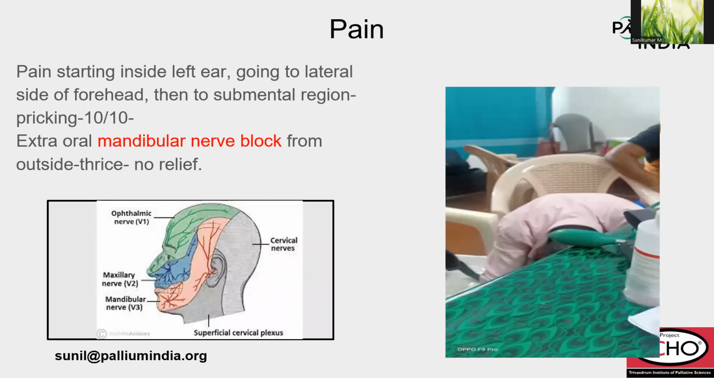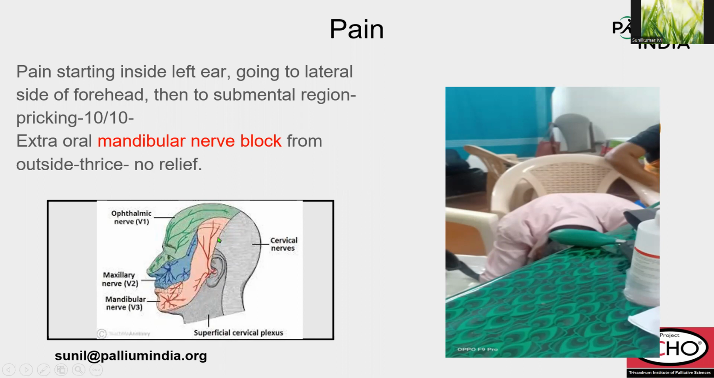You can see the patient here who is sitting with his head down because of severe pain. He described that his pain starts inside the left ear, going to the lateral side of the forehead, then to the submental region. He described it as a pricking type of pain, the worst imaginable pain. And you can see the pain distribution. It is in the area of the mandibular nerve here.